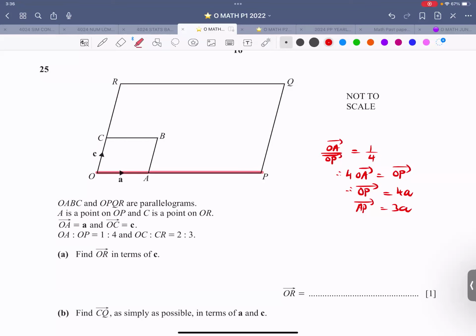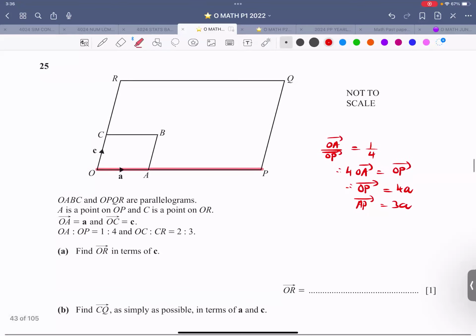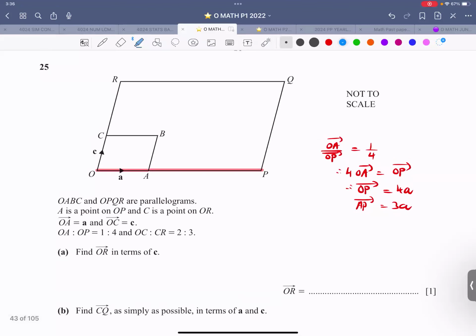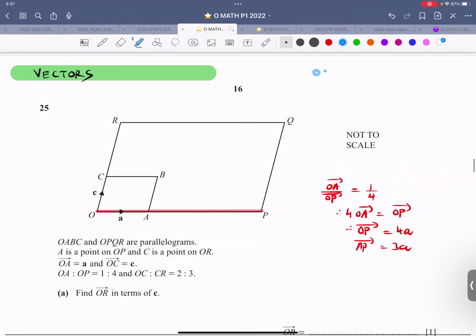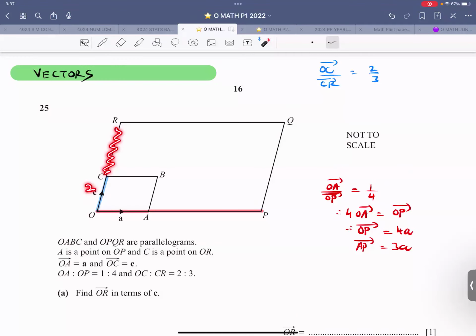And then similarly, OC is to CR is 2:3. Let me write it over here. OC is to CR is 2:3. Therefore, if this is 2 units, then this is 3 units. Therefore, the whole thing is 5 units, correct?